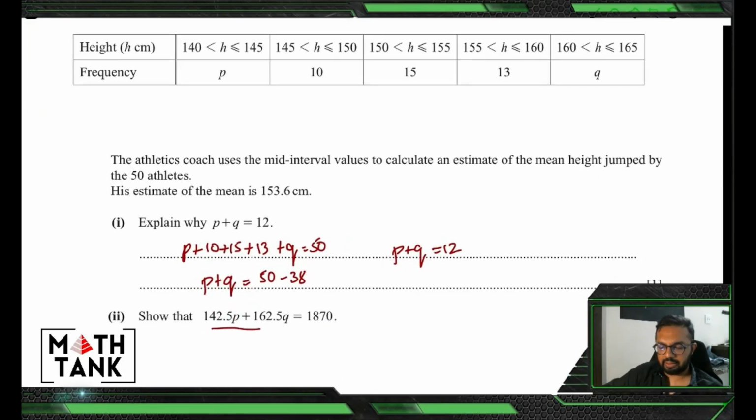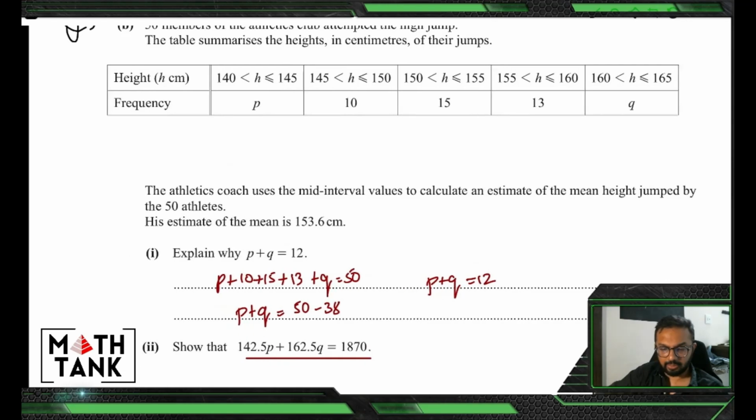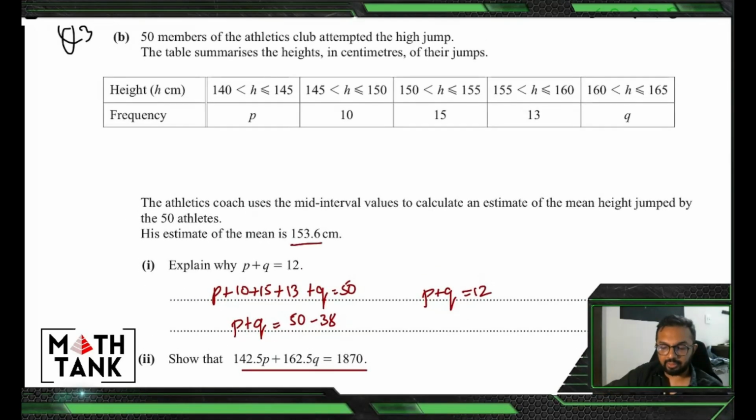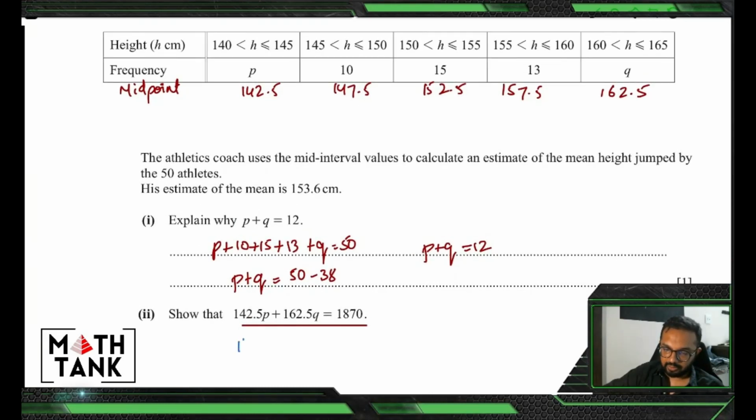Okay, then it says that there's another one. Now, what would have multiplied with P? The midpoint is multiplied with P, which means that they've used the mean to construct another equation. For the mean, I need the midpoints now, because when you have classes, you need the midpoints. So 142.5, 147.5, 152.5, 157.5, 162.5. Okay, so I'm going to put those all in the formula.